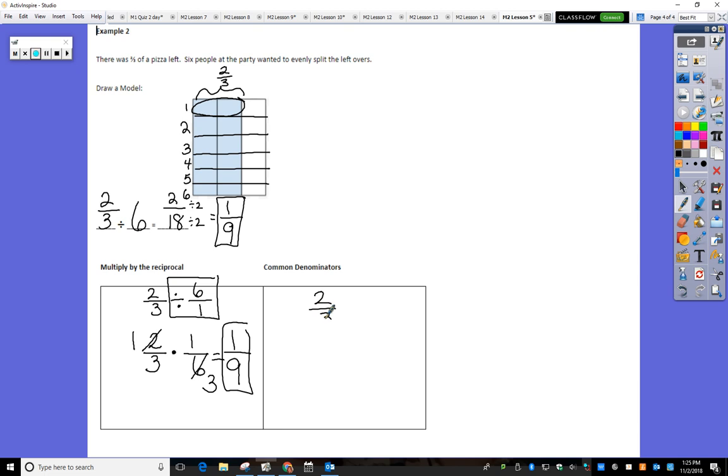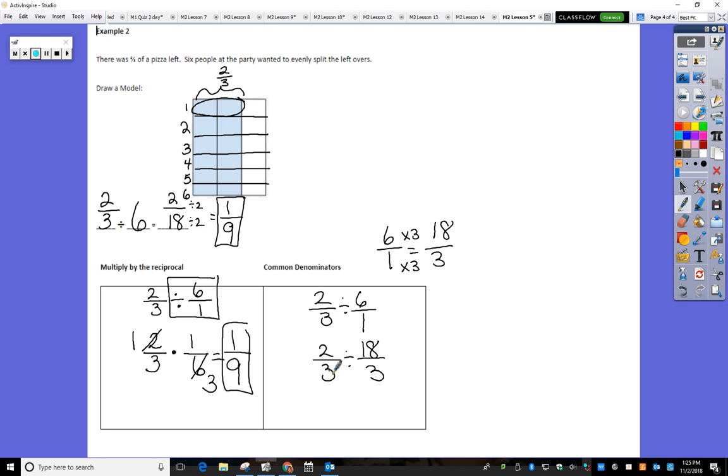So 2/3 divided by 6 over 1. Again, when you have a denominator of 1, use your other denominator as your common denominator. So I'm going to turn this into thirds. 1 times 3 is 3. 6 times 3 is 18. I'll rewrite the problem with the 18 thirds instead of the 6 over 1.